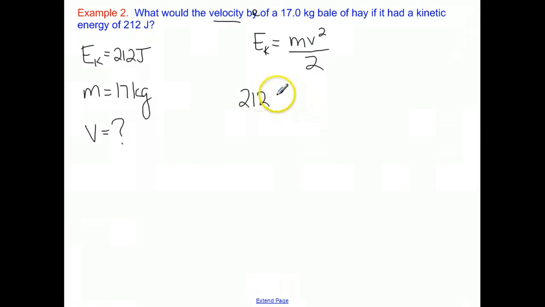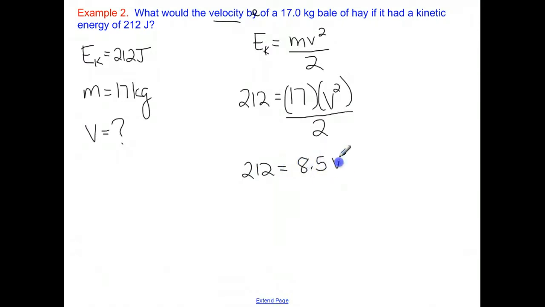So we have 212 joules of kinetic energy equal to this mass, so 17 times v squared, all divided by 2. Okay, so remember I said anytime you have numbers on one side of the equation that you can simplify first, do that. This is 17 over 2, so we can divide this out. 17 divided by 2. We end up with 8.5, so we end up with 212 is equal to 8.5 v squared. And remember I said anytime you have two variables that are multiplied, so 8.5 beside the v squared is the same as saying 8.5 times v squared.